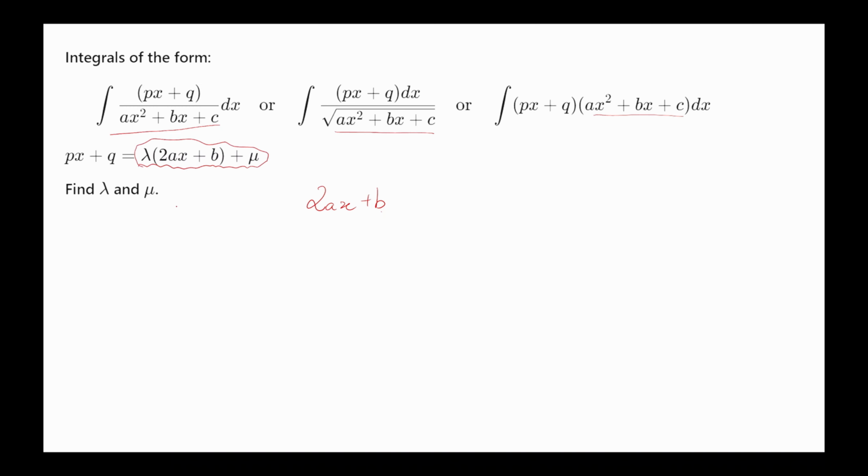Then I can separate this function out into two different terms. So basically I can write this entire function as lambda of (2ax plus b) upon (ax square plus bx plus c), plus mu upon (ax square plus bx plus c), dx. Here you can see that this is my quadratic and I have its differentiation on top. So I can assume this to be t, and of course dt would become this differentiation dx.